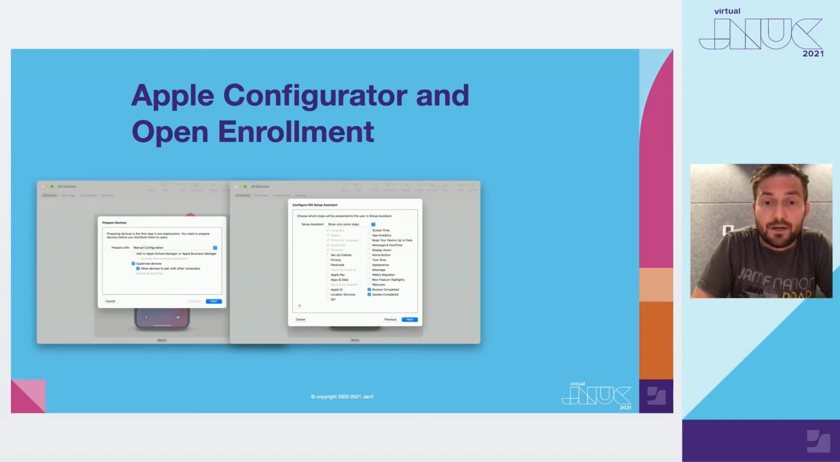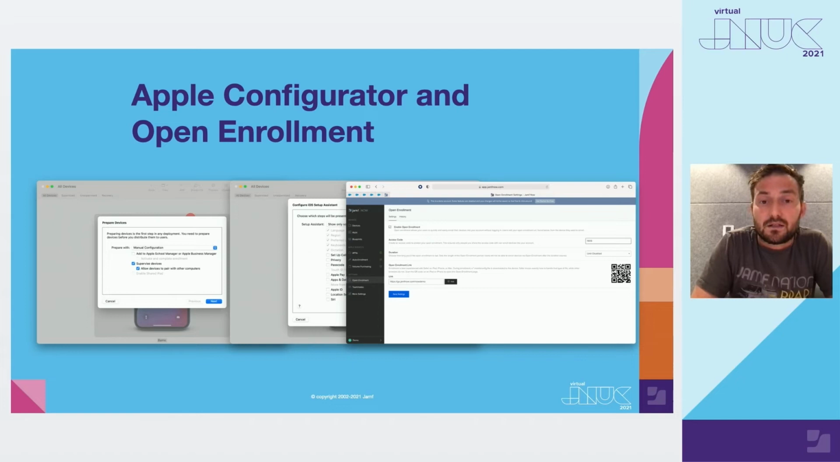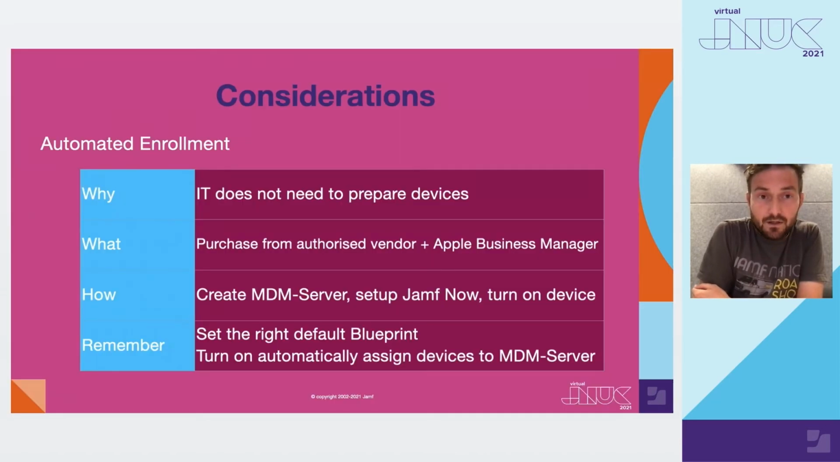So we hit Prepare, and after the device has been erased and set up new, and went through the Setup Assistant screens, then you can scan the QR code with the device, and it is showing under the Device tab in Jamf Now. The device is now managed. These are the basic explanations, I would say, about the 4 ways to enroll devices into Jamf Now.